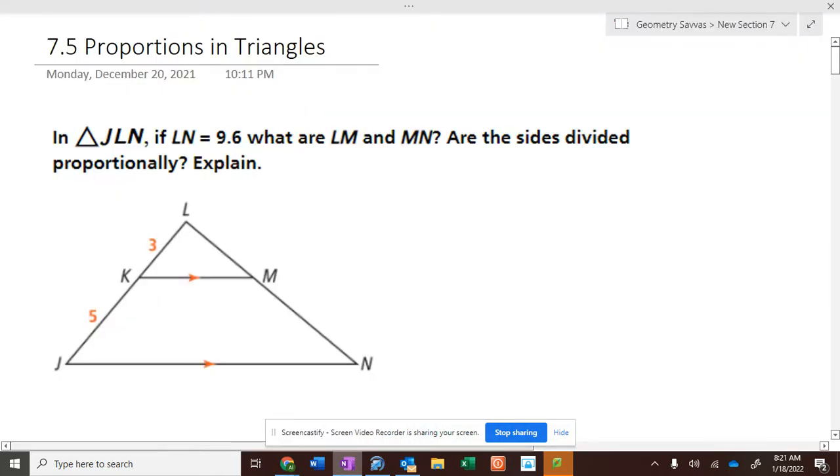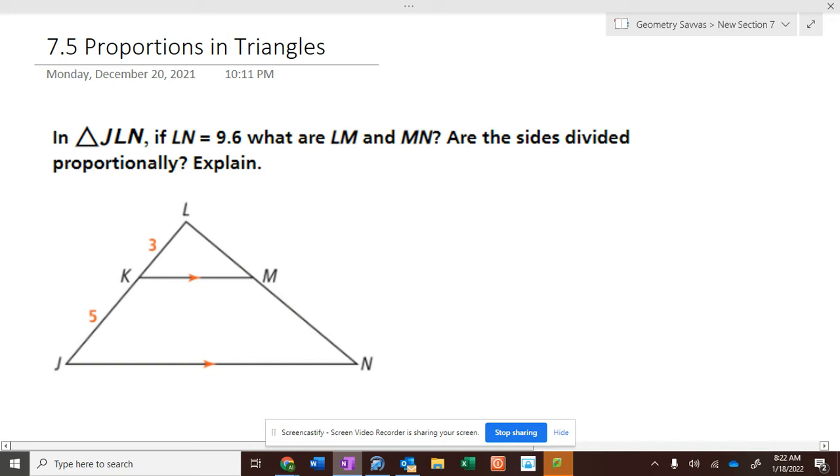All right. So here we see this side's 3, this side's 5, and we have parallel lines here. So if we have parallel lines, what do you think about LM and MN compared to the 3 and the 5? Should they be the same lengths as 3 and 5? Do you think they have to be the same lengths? No. Do you think they should be proportional to 3 and 5? And the answer is yes.